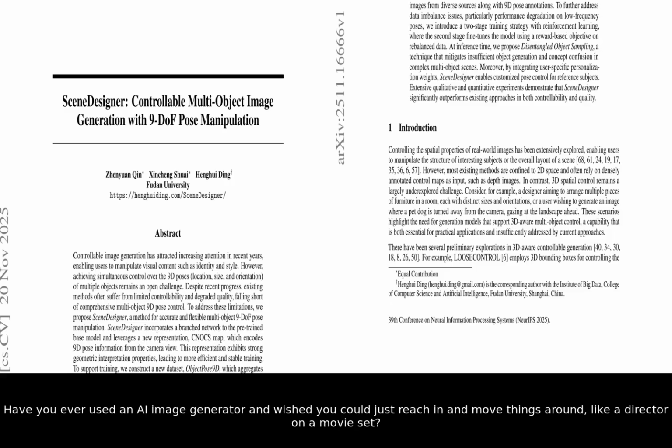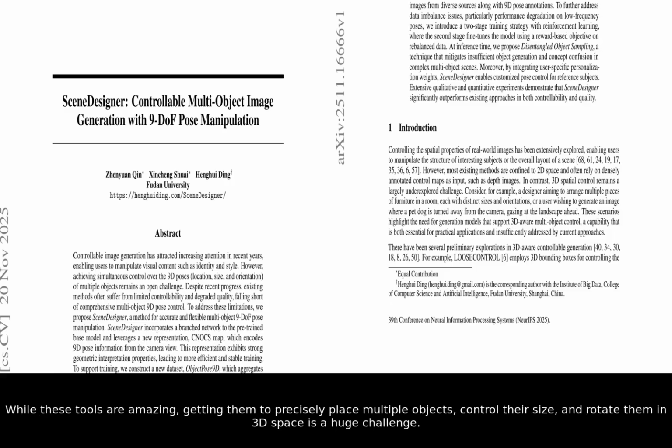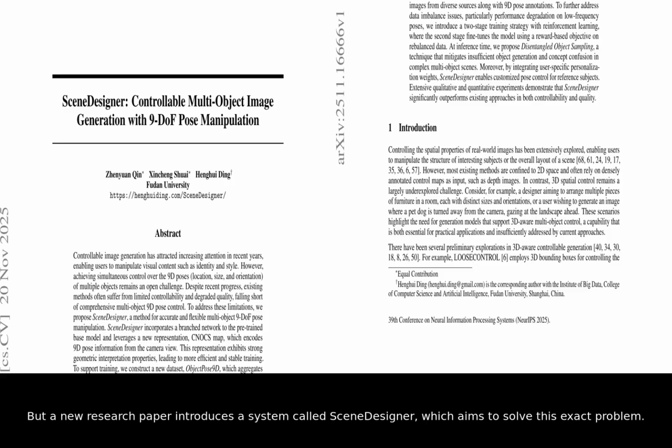Have you ever used an AI image generator and wished you could just reach in and move things around, like a director on a movie set? While these tools are amazing, getting them to precisely place multiple objects, control their size, and rotate them in 3D space is a huge challenge. But a new research paper introduces a system called SceneDesigner, which aims to solve this exact problem.